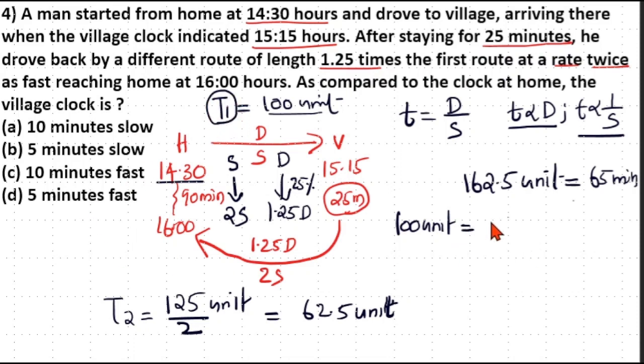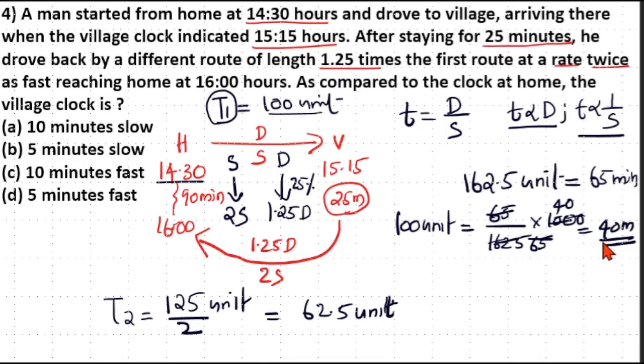the time taken for the first route, which is equal to 65 by 162.5 into 100. If I add 0 here, this will become 1625. Now 25 goes 4 times in 100, 40 times in 1000. 25 goes 25 times in 625. So 40 plus 25, 65. So 25 goes 65 times in 1625. Here 65 cancels. Remaining is 40 minutes.